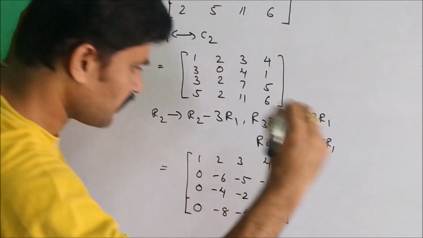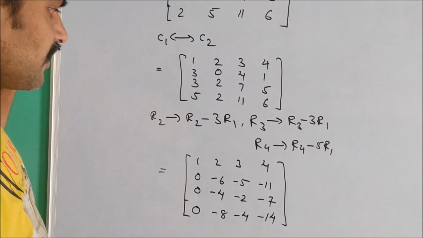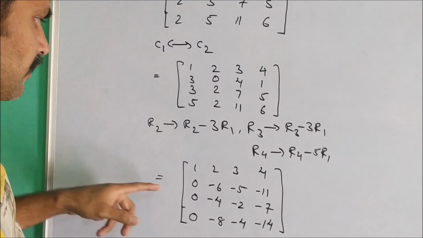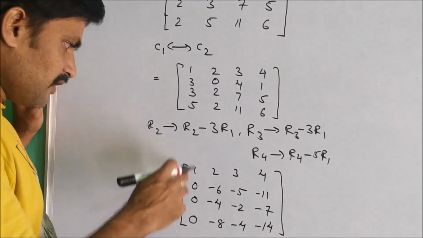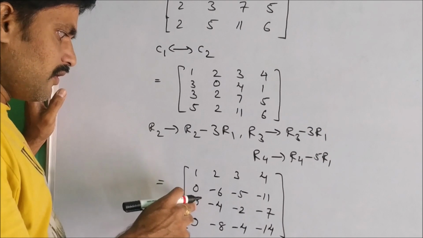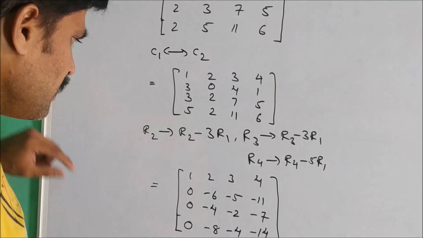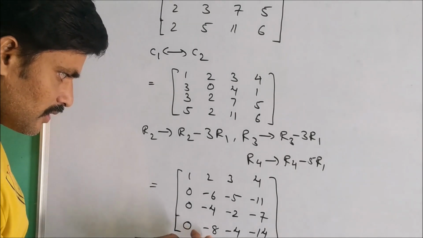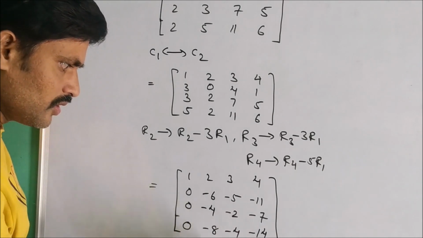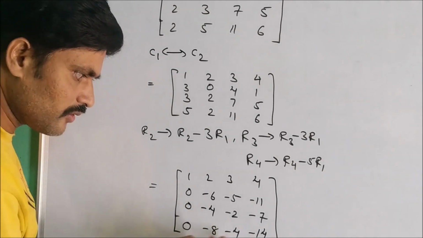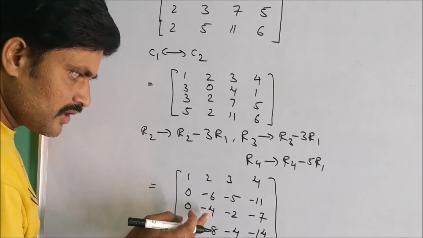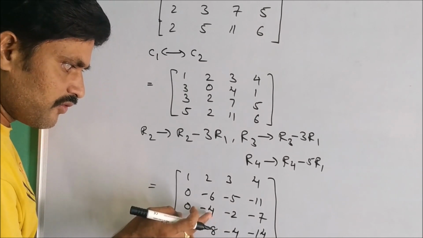So this is our elementary matrix for the given matrix. Now here we observe that in the first column, the second, third and fourth elements are zeros. Next, here we observe that this is also zeros. It will be converted into zeros because 8 is a factor of 4.